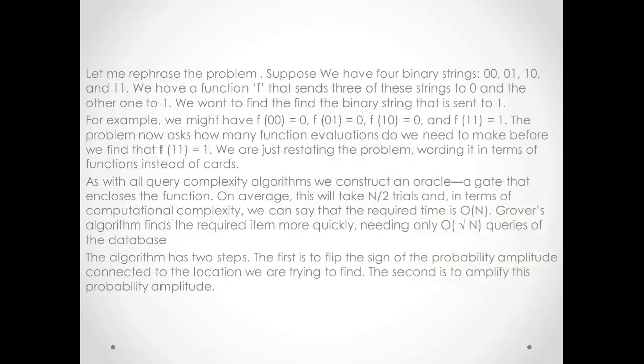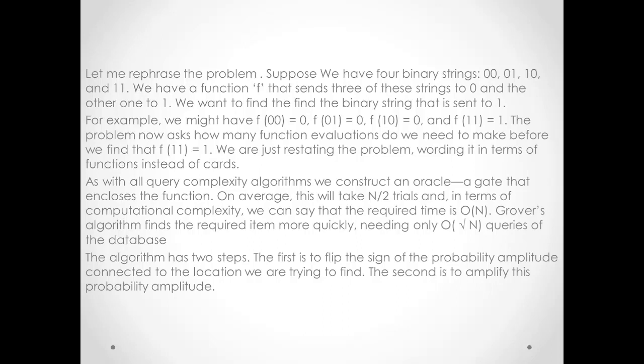So let me rephrase the problem. Suppose we have four binary strings: 00, 01, 10, and 11. We have a function f that sends three of these strings to 0 and the other one to 1. And we have to find the binary string that is sent to 1. For example, f(00) = 0, f(01) = 0, f(10) = 0, and f(11) = 1.